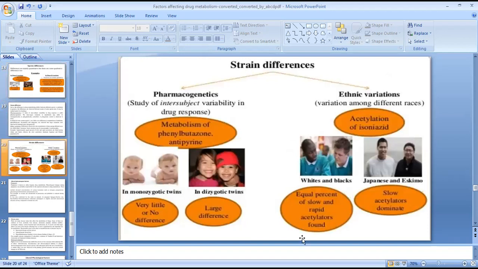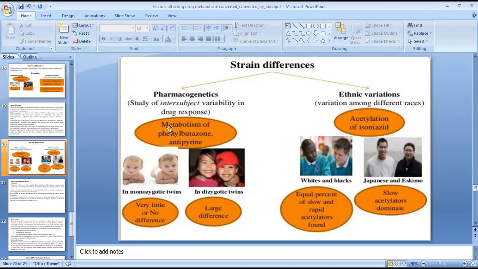Now the next factor is strain difference. Strain difference is divided into pharmacogenetic differences and ethnic variations. Now, the study of intersubject variability and the drug response. In that case, pharmacogenetics means the metabolism of phenylbutazone and antipyrine. Now, this depends upon the genetic constitution of the organism in which the drug metabolism is done.